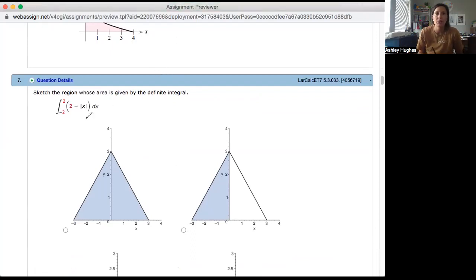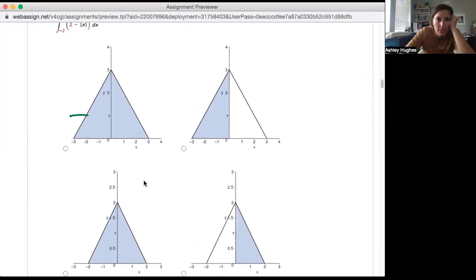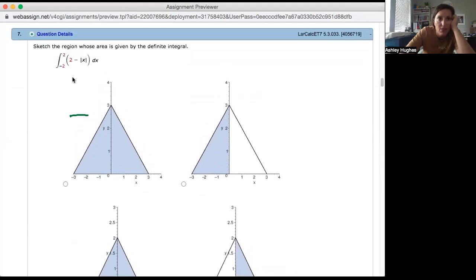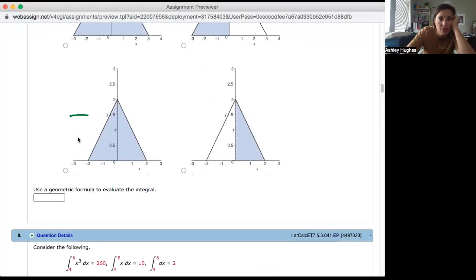Okay, so this is the absolute value shifted up 2 and opening down. So this one would be it. We're finding the area from -2 to 2, so that matches with this one here.